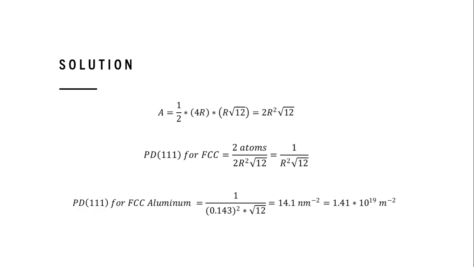Finally, we can get the solution that the planar density of the 1, 1, 1 plane for FCC in aluminum is 1 over 0.143 squared times the square root of 12, which gives us 14.1 nanometers to the power of -2, which is also equal to 1.41 times 10 to the power of 19 meters to the power of -2, or reciprocal meters squared.